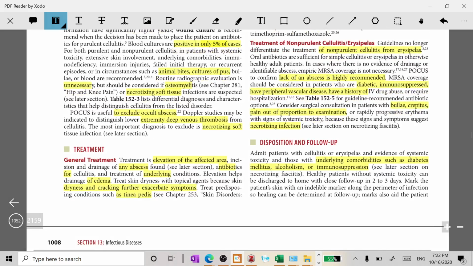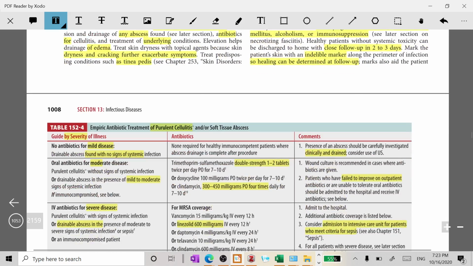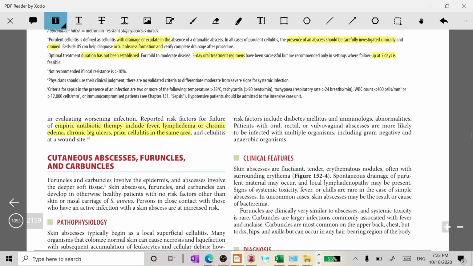Now coming to the disposition: admit patients with cellulitis or erysipelas and evidence of systemic toxicity, and those with underlying comorbidities such as diabetes, alcoholism, or immunosuppression. Healthy patients without systemic toxicity can be discharged home with close follow-up within 2 to 3 days. Mark the patient's skin with an indelible marker along the perimeter so healing can be determined at follow-up. Marks also aid the patient in evaluating worsening infection.